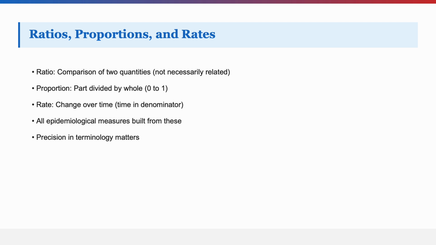Now, I should warn you, even epidemiologists don't always use these terms correctly. You'll see prevalence rate even though prevalence is technically a proportion. You'll see mortality rate when it's sometimes a proportion. Don't let sloppy terminology confuse your understanding. Know what the calculation actually is, regardless of what it's called.